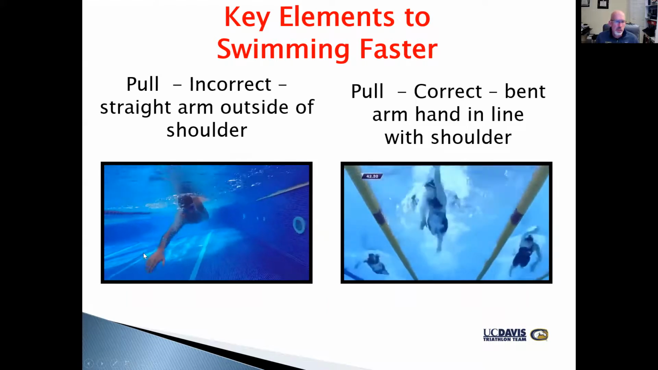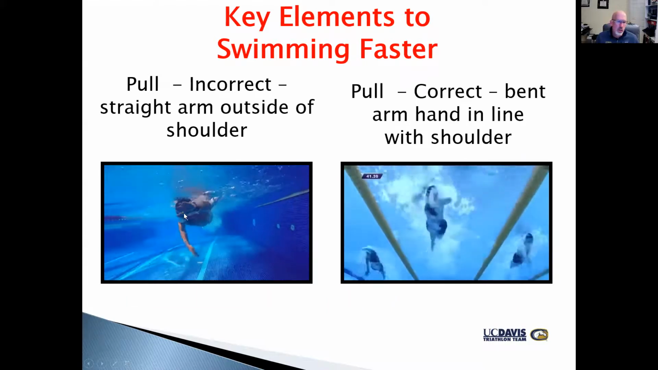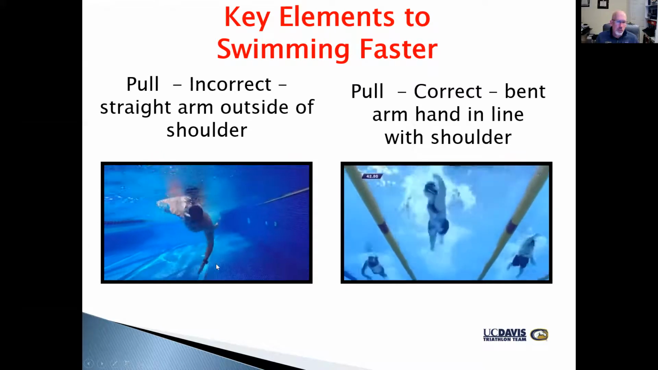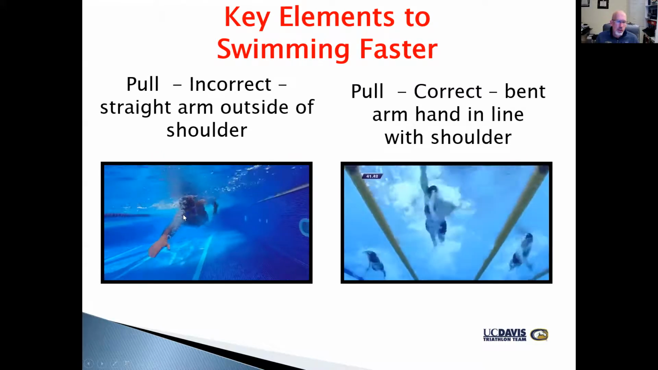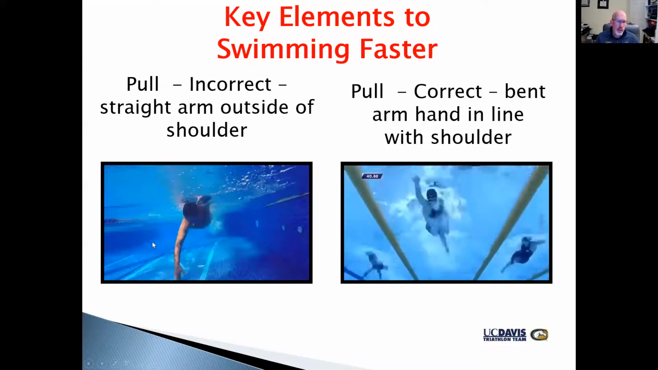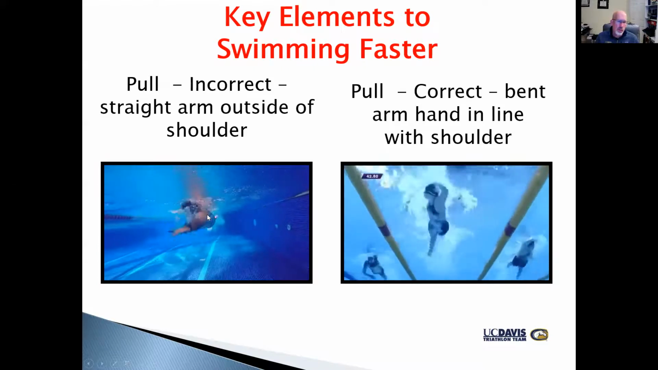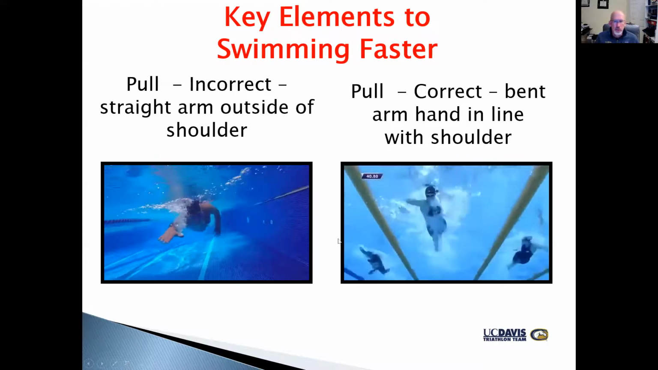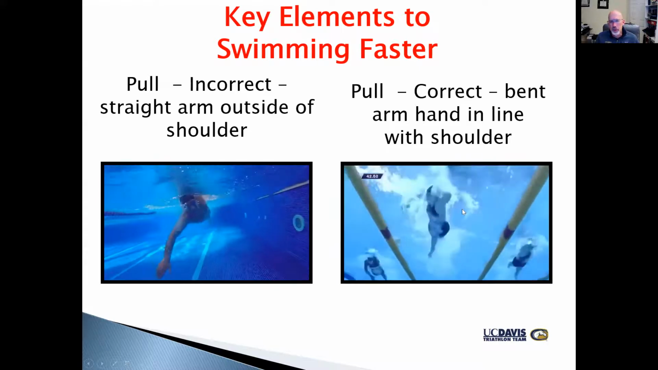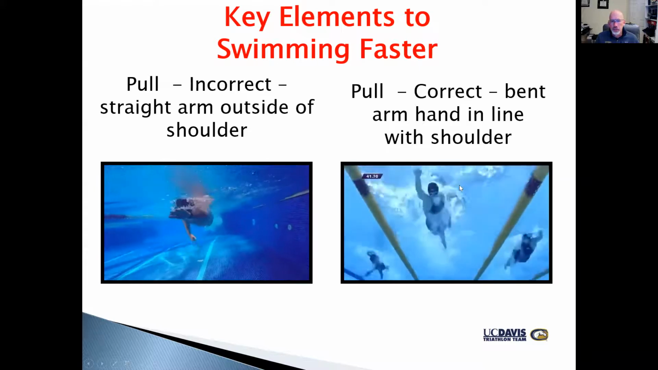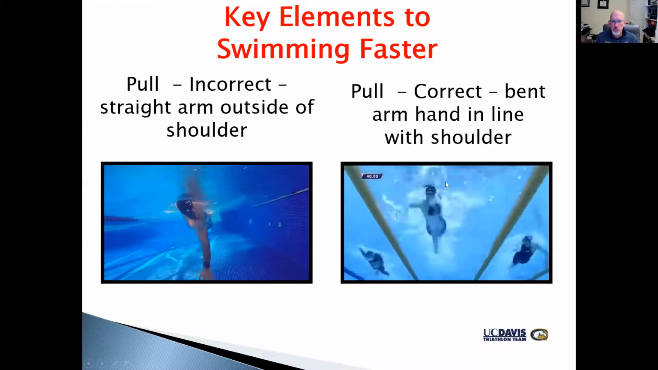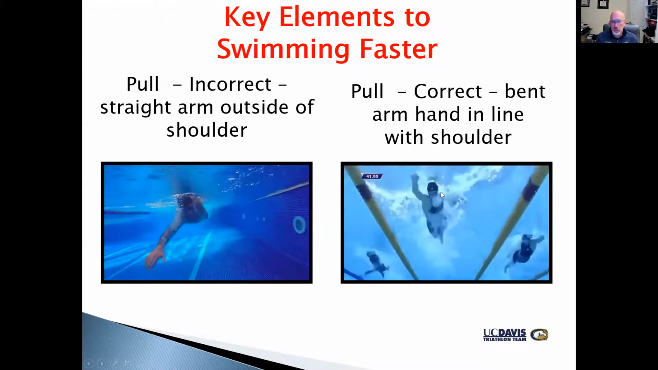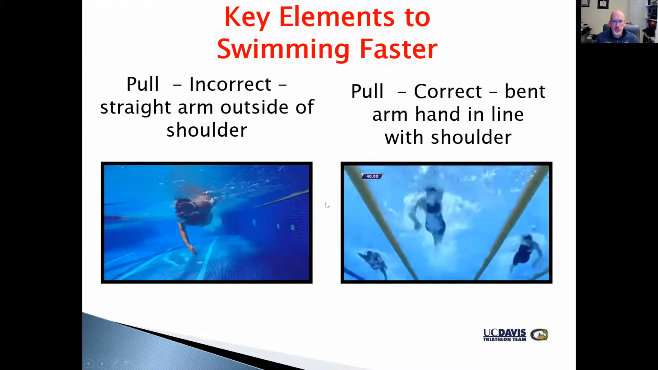So this person, as you can see on the left, their arm is almost virtually straight. Right arm almost virtually straight. The right arm tracks well outside their shoulder. Left arm not so much because that's their non-breathing side. Okay, versus the swimmer on the right. Nice, good position with the pull. Hand is in line with the shoulder, bent elbow, all the things you want to see in terms of reducing drag.